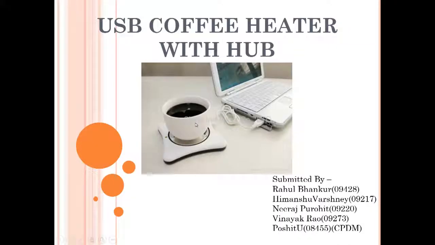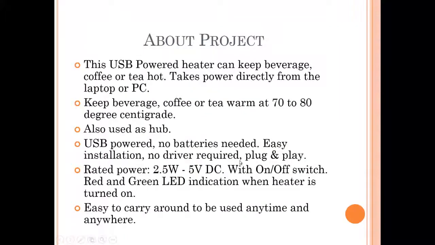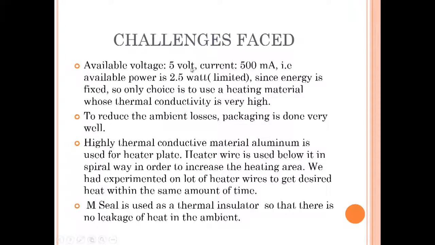When this problem was posed to our students, one of the students chose the problem, he came out with this beautiful device saying, can we have a coffee maker with, it has the elements of all this, it has a hub, has a heater and all that. So there are 4 of them, and then you notice here heater can keep beverage coffee or tea hot, takes power directly. Coffee or tea warm at 70 to 80, also used as a hub, USB powered, no batteries, rated power is only 2.5 watts, limited. Since energy is fixed, the only choice is to use.